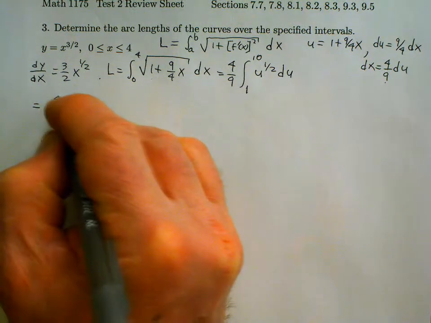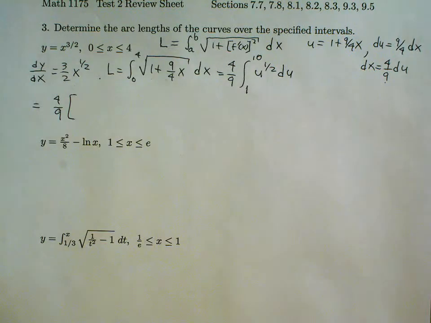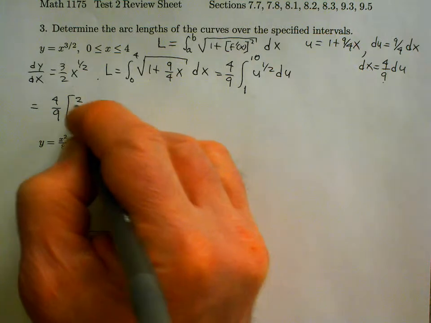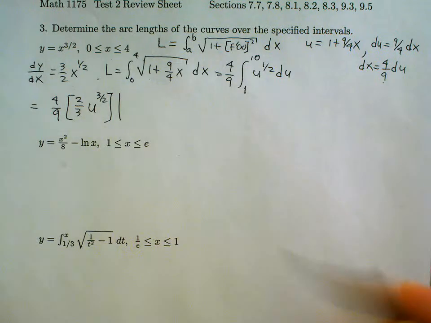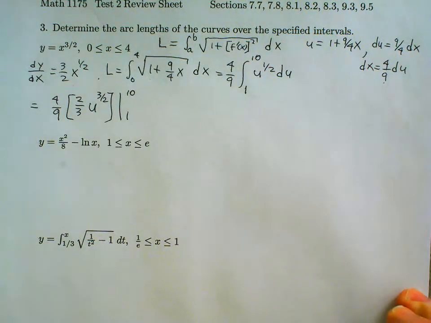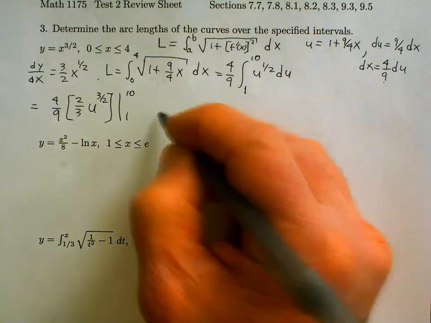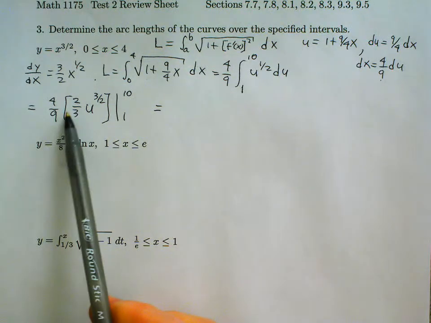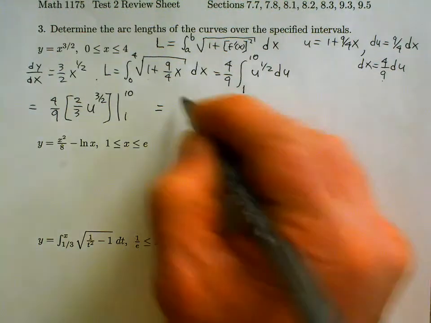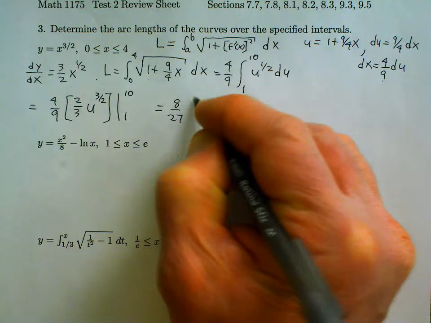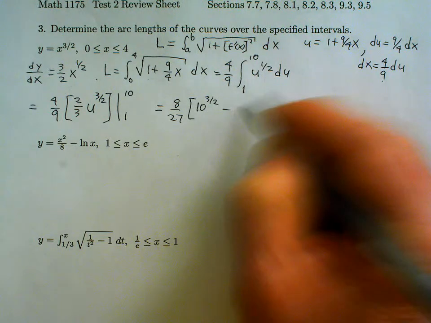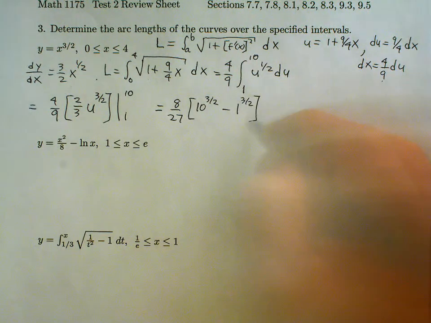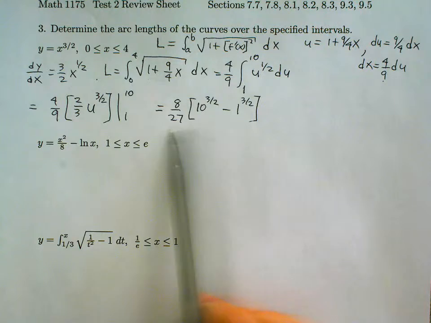Okay, then we have 4/9, and an antiderivative of u to the 1/2 is 2/3 times u to the 3/2, evaluated from 1 to 10. So we can multiply 4/9 times 2/3 to get 8/27, and then 10 to the 3/2 minus 1 to the 3/2. So that's good enough for the arc length.